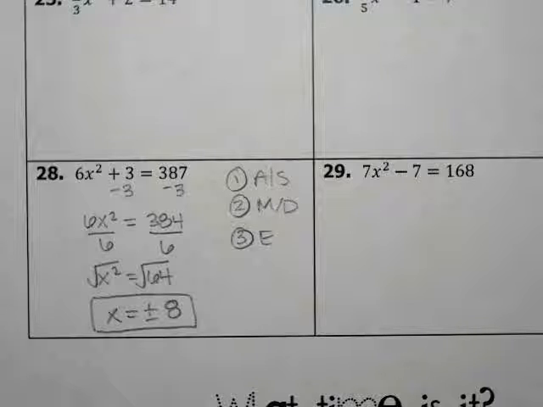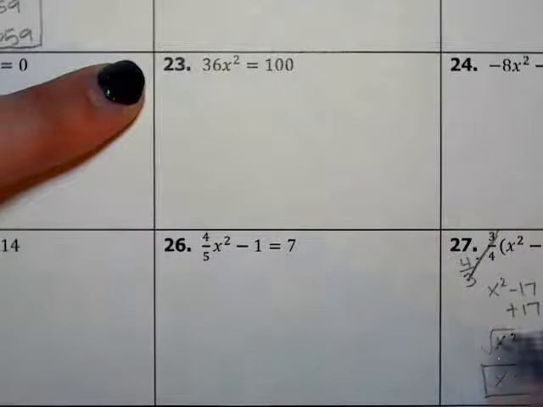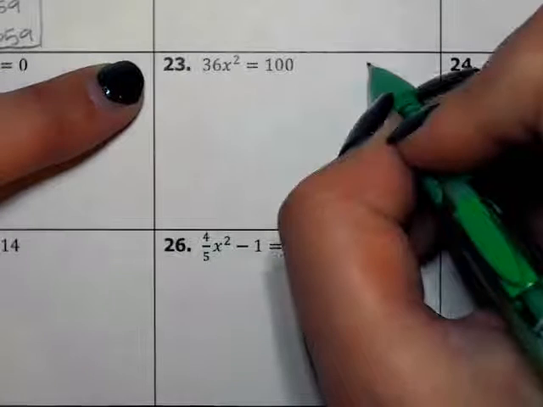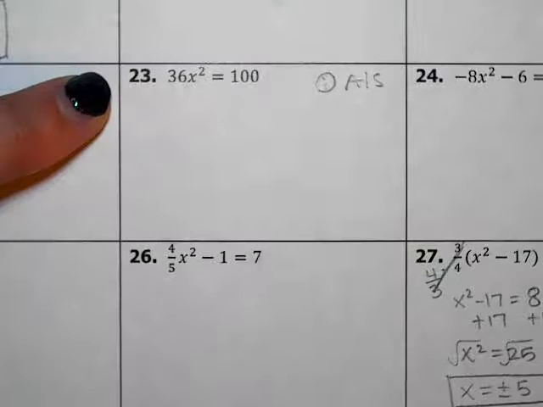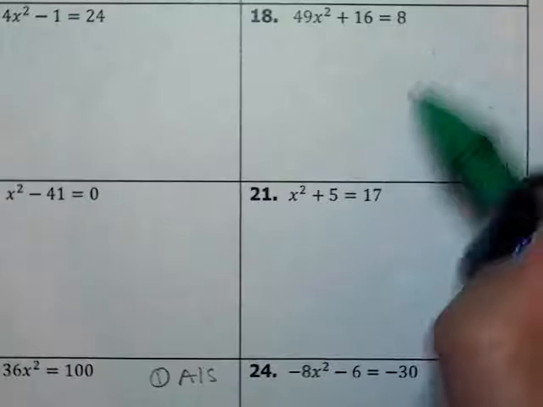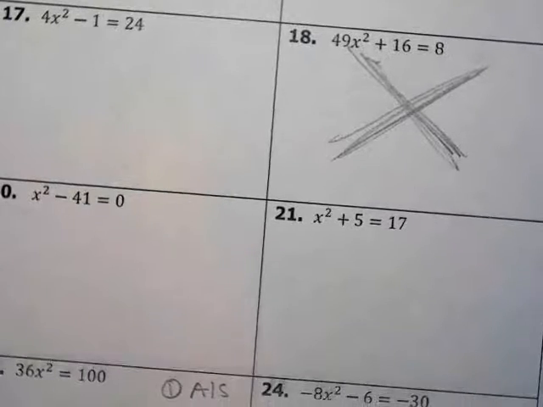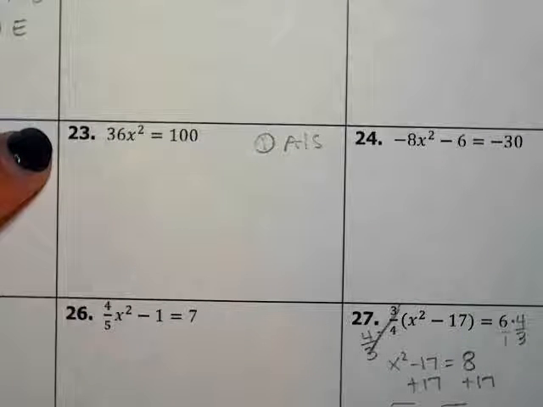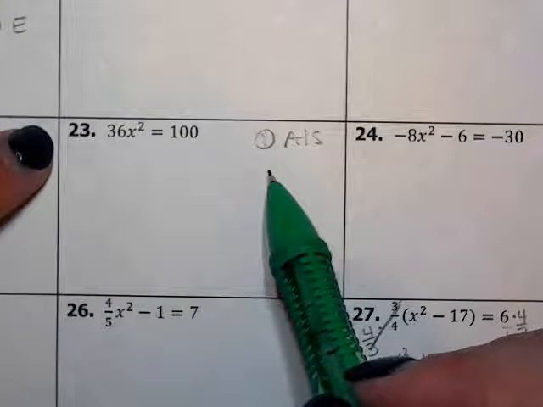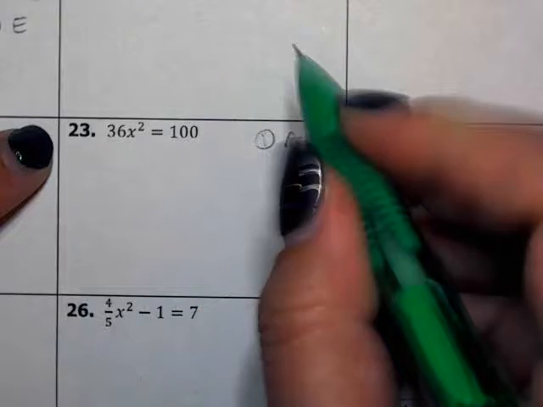Wait, can we do 23? Yes. Okay, so if we look at 23, 18 is one of the ones we put an X through. Sorry, we're not going to do that one. Yeah, put an X through 18. Because you were square rooting a negative? Yes. It's one of the ones you put an X through. All right, so 23, can we add or subtract? Ooh. No. Okay, can we multiply or divide?